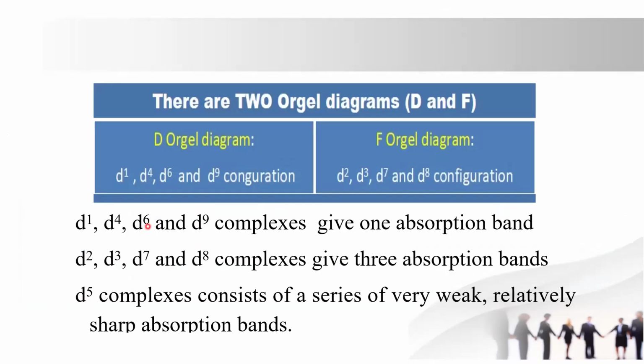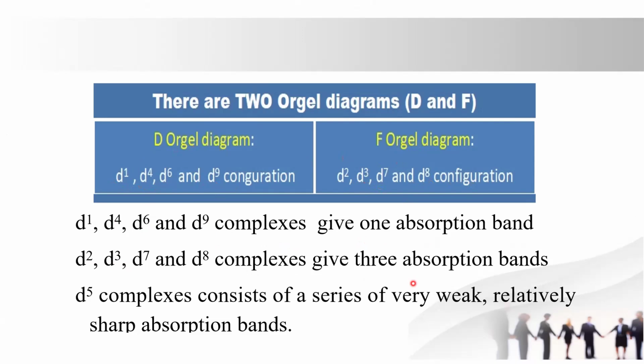Now, there are two Orgel correlation diagrams. The D Orgel diagram includes D1, D4, D6, and D9 configuration, and the F Orgel diagram includes D2, D3, D7, and D8 configuration. The D1, D4, D9, D6 complexes give only one absorption band. The D2, D3, D7, D8 complexes give three absorption bands.